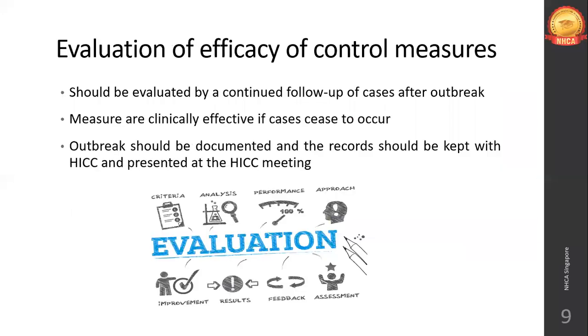Evaluation of efficacy of control measures. Every control measure which you have taken should be evaluated to see whether it is working or not, whether it is helping to decrease the cases or not. Continued follow-up of cases after the outbreak should be done to check that whatever treatment you have given, whatever control measures you took, worked or not. Measures are clinically effective if the cases cease to occur. After taking proper control measures, specific and general, you see a very drastic reduction in the outbreak curve. In the graph you see a very drastic dip, meaning your control measures were efficient enough.